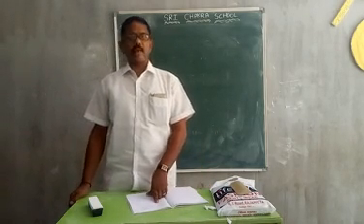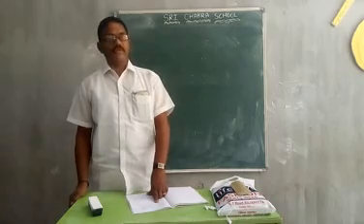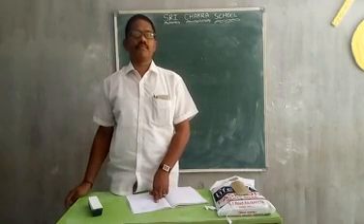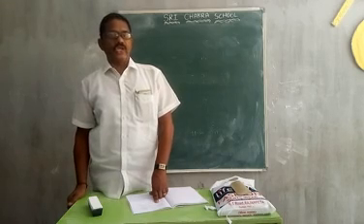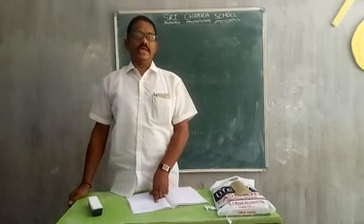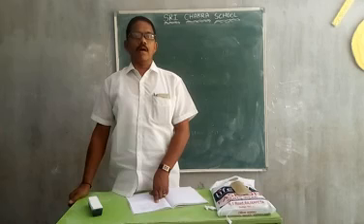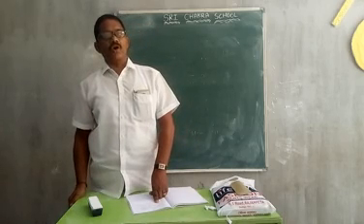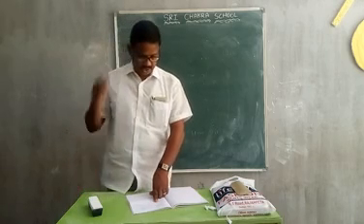Next, what is a chemical equation? Second question: what is a chemical equation? The shorthand representation of a chemical reaction by using symbols and formulae of chemical compounds, or symbolic representation of a chemical reaction, is called a chemical equation.